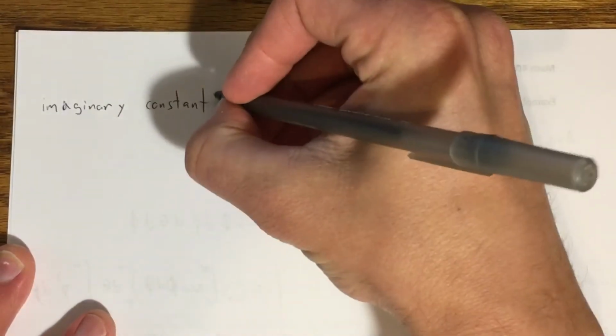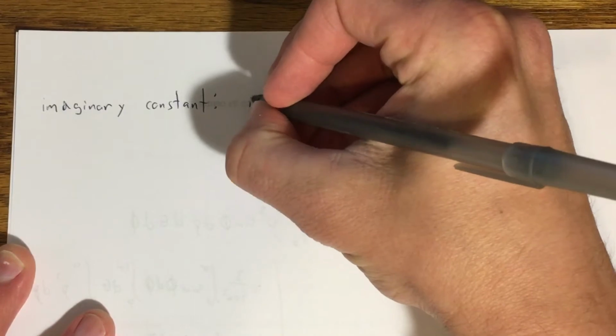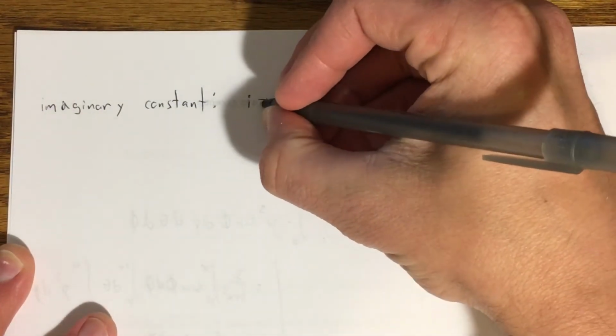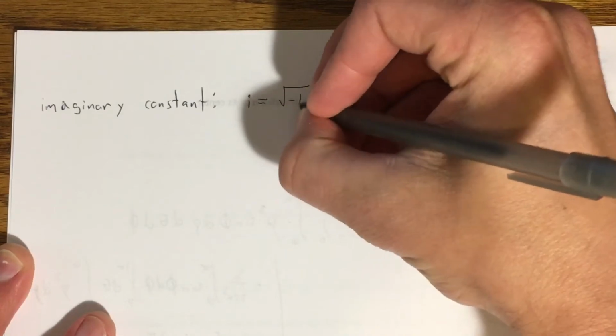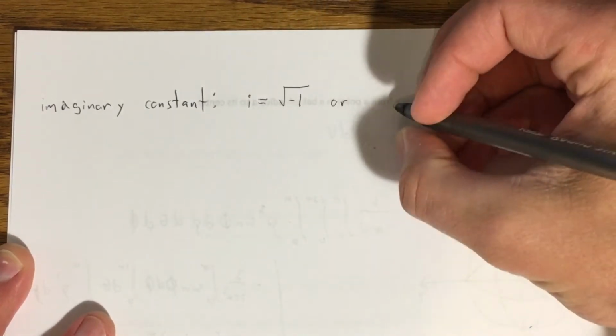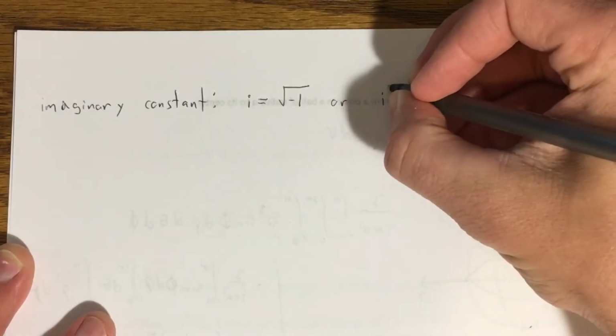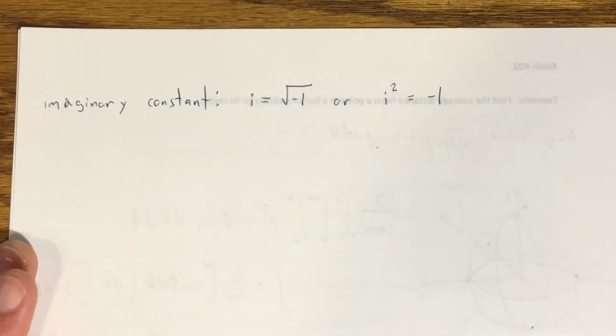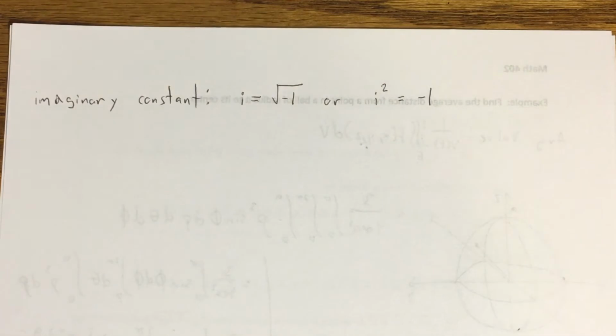The imaginary constant is this number that we refer to as i. And oftentimes we're taught that i is the square root of -1. Or another way of saying that is i is the number that we can square to equal -1. You first learn about this number i in intermediate algebra, typically.